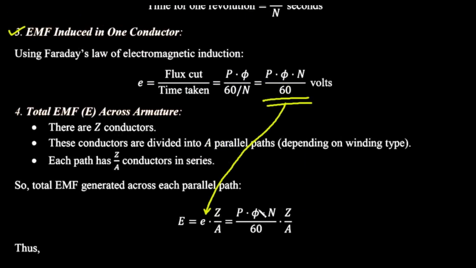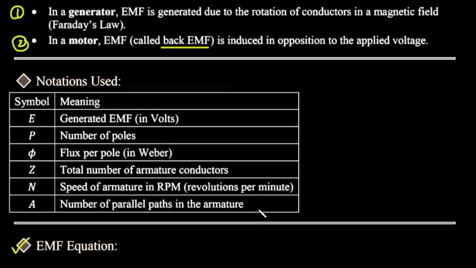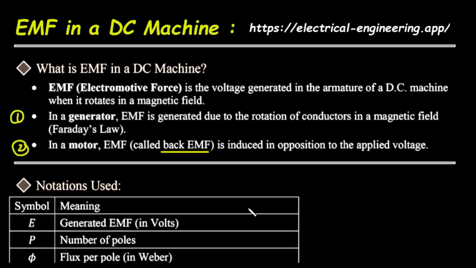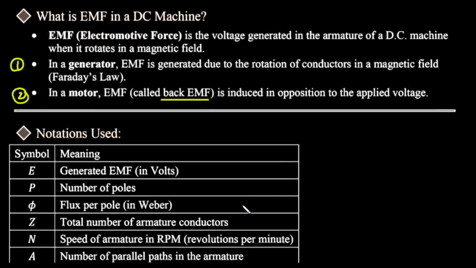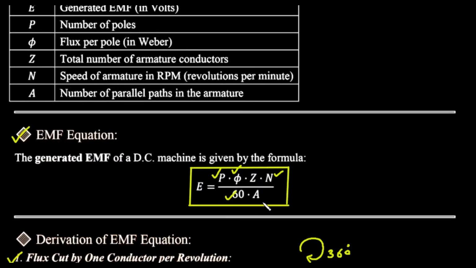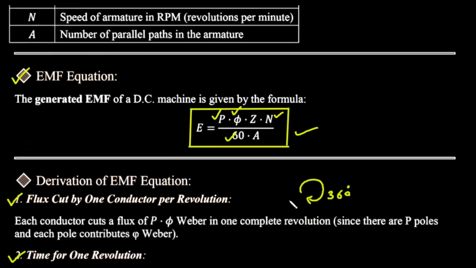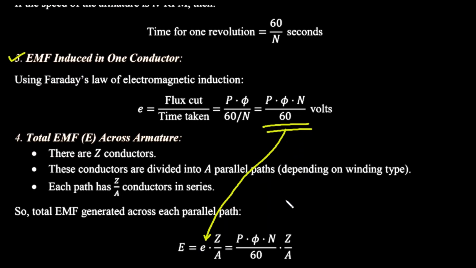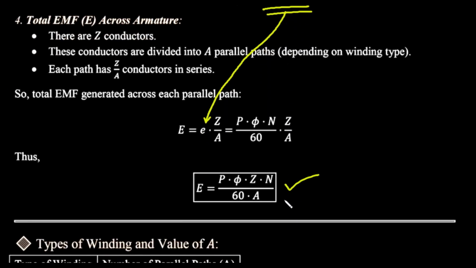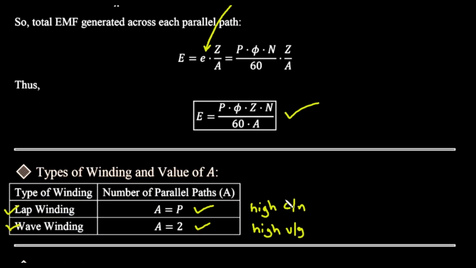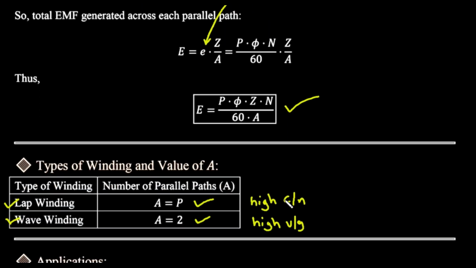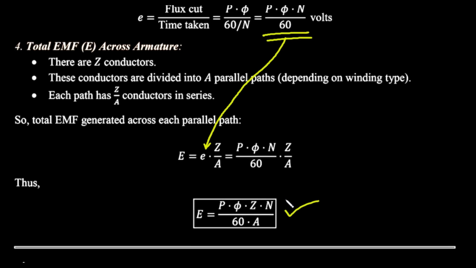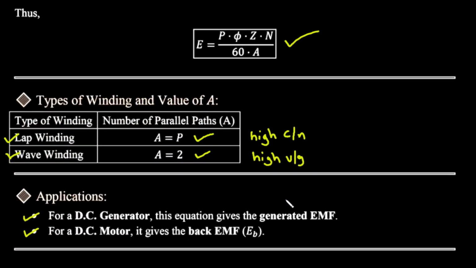Let's do a quick recap. We learned that EMF is the voltage generated in a DC machine. We familiarized ourselves with the famous EMF equation, E equals PφZN/60A, and we now understand what each symbol means. We walked through its logical derivation and saw how the value of A changes with the winding type. Finally, we saw that this single equation applies to both generators, giving the generated EMF, and motors, giving the back EMF. I hope this detailed breakdown has made the concept of EMF in a DC machine clear and easy to understand.